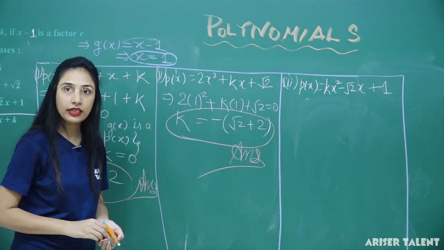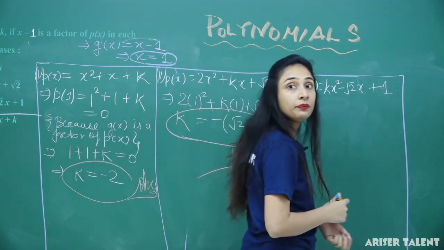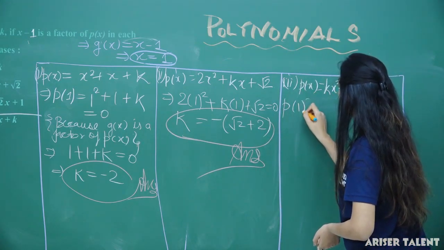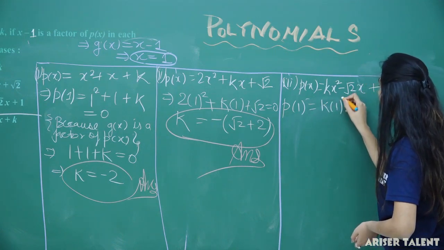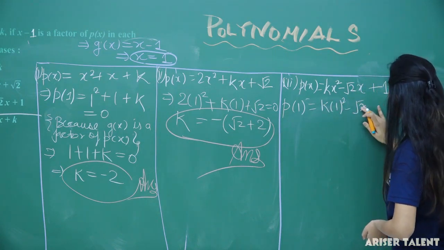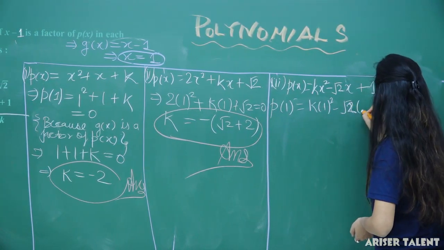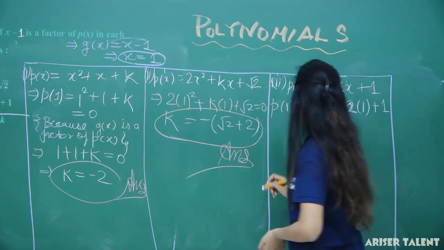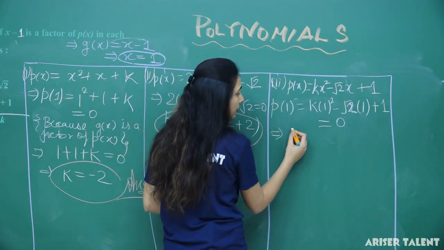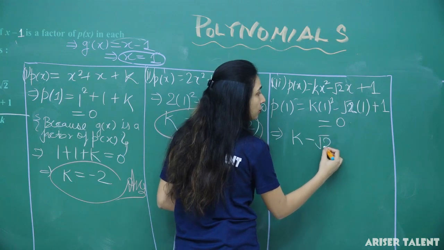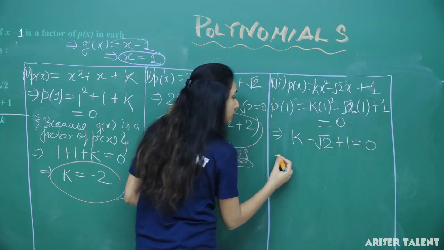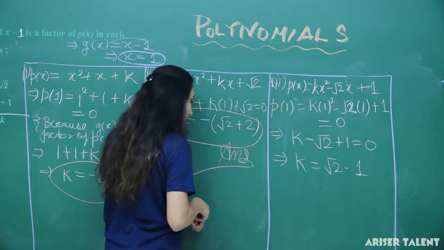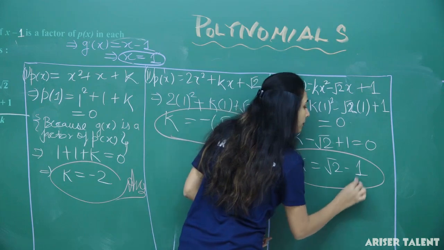How quickly we can calculate the answer from that? Okay, now here we have the third question. Again P1 will be equal to k(1² − √2) multiplied by 1 plus 1 equals 0. This implies that k − √2 + 1 equals 0, implies k equals √2 − 1, isn't it? That will be your answer, students.